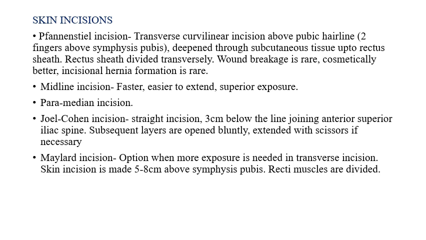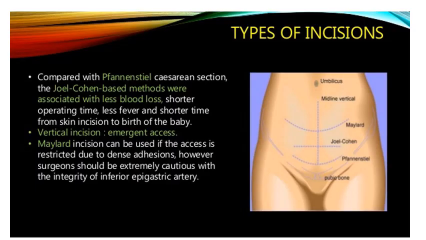Then Maylard incision. This option is chosen when more exposure is needed. The skin incision is made 5 to 8 centimeter above the symphysis pubis and the rectus muscles are divided. So this diagram shows the various types of skin incisions that we use in cesarean section.